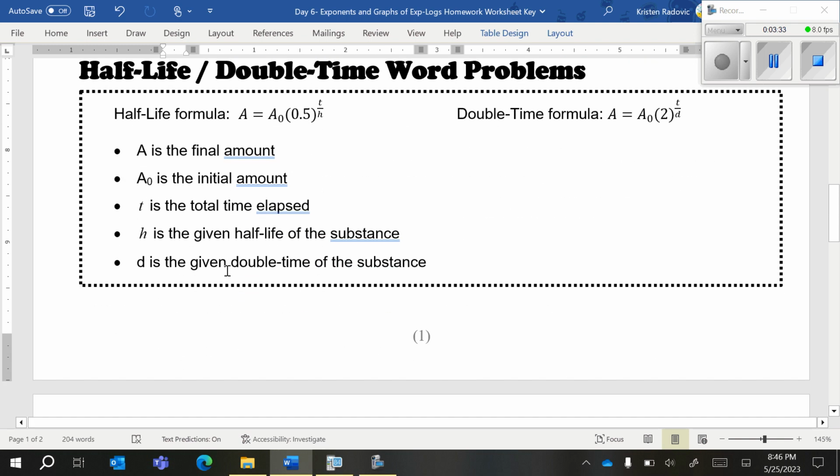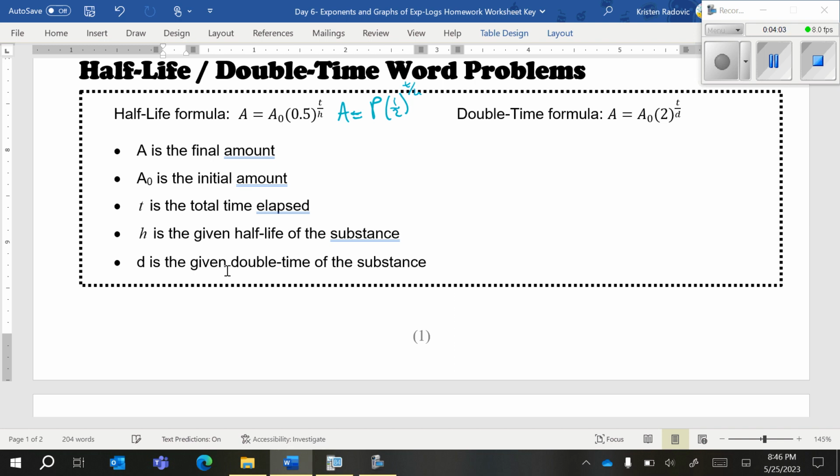The next two formulas we have are half-life and double time. So if you see the half-life formula, A is your final amount or your future amount. A sub 0 is your initial amount. Now, I know a lot of people don't like A sub 0. If you would prefer to write A equals P times 1/2 to the T over H, you can. It doesn't really make a difference.